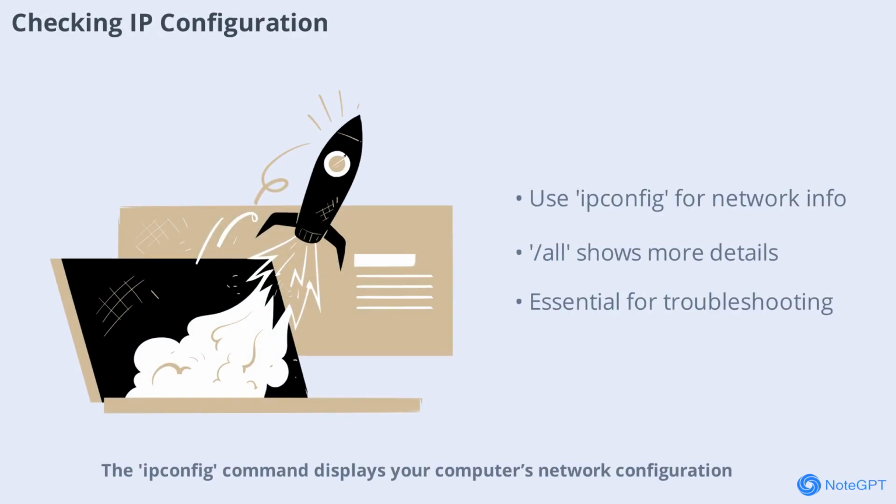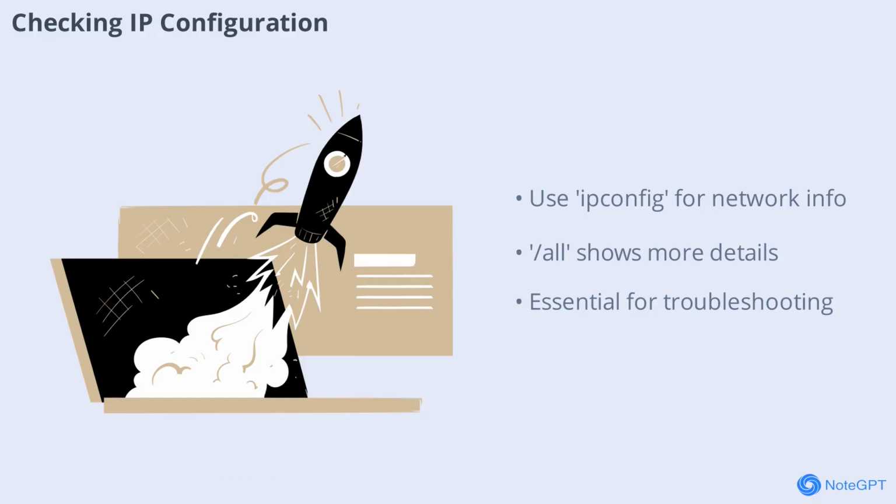The ipconfig command displays your computer's network configuration, including IP address, subnet mask, and gateway. This is the first step in troubleshooting network problems. Just type ipconfig and review the details. For more information, use ipconfig /all to see every network adapter and setting. This command is a must-know for anyone working with networks.